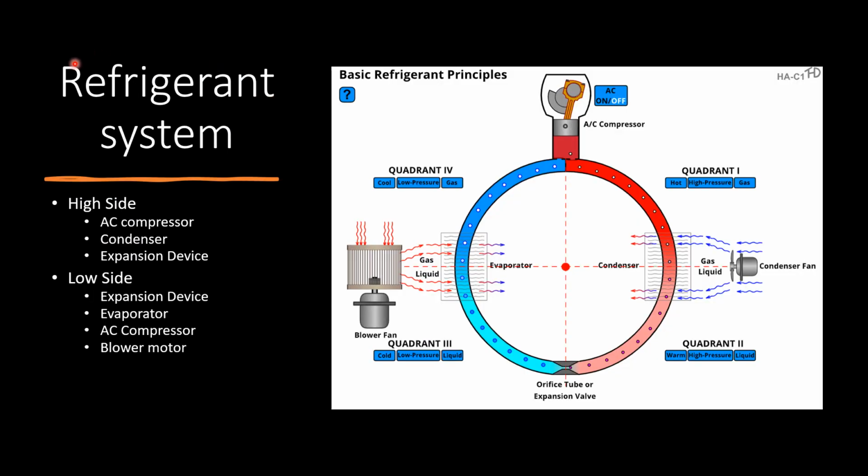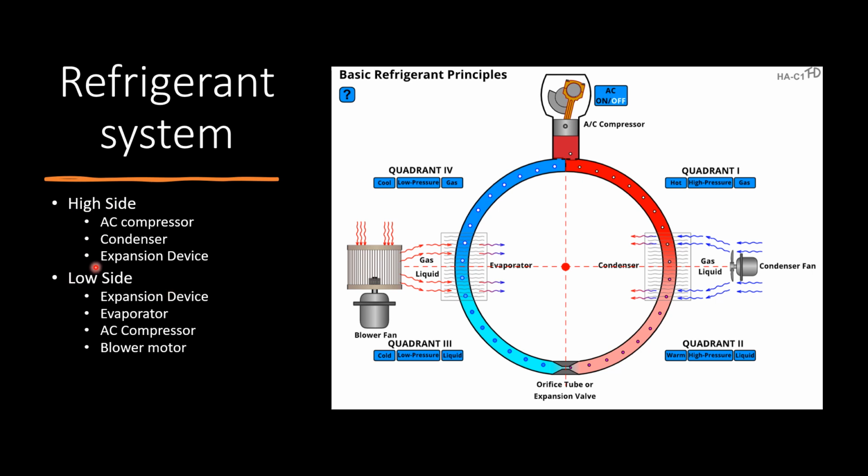Now, the very first system I want to talk about is the refrigerant system. We're just going to do a quick overview of the system so that you can have a clear understanding of how the system works. First, we're going to have a high side and a low side. High side meaning high pressure, low side meaning low pressure.